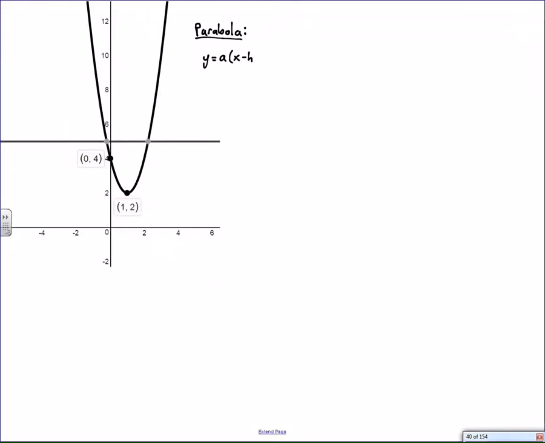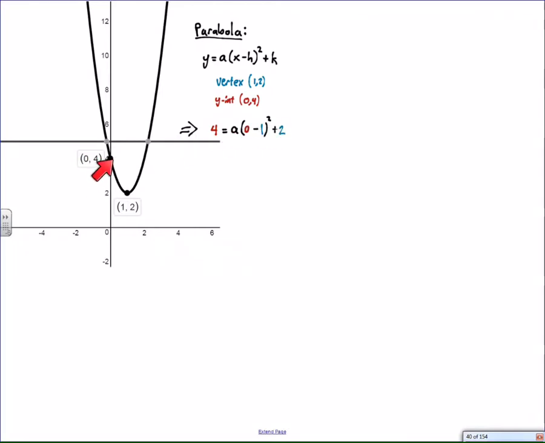The first thing I do is remember that I want this in vertex form, and this is the form of all parabolic functions in vertex form, where (h, k) is the vertex and a represents the vertical stretch factor. So I can easily define my h and k values by looking at the vertex. The vertex is (1, 2), so h is 1 and k is 2. So we have minus 1 and plus 2 for the h and k.